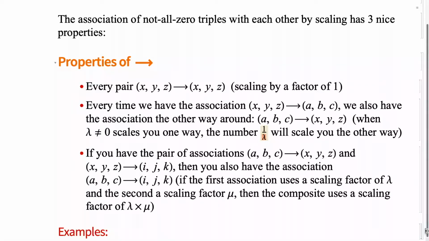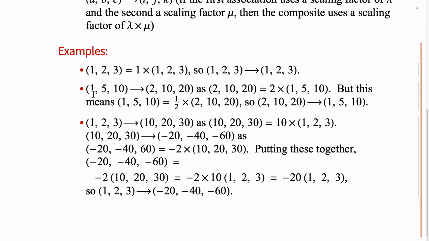Just to look at some examples to make sure these all make sense, certainly the triple 1, 2, 3 is 1 times itself, and therefore 1, 2, 3 really is linked to 1, 2, 3. 1, 5, 10 is linked to 2, 10, 20 because 2, 10, 20 is twice 1, 5, 10. But if you took this and divided by 2, that would mean 1, 5, 10 is 1/2 of 2, 10, 20. And that means 2, 10, 20 is linked back to the triple 1, 5, 10.